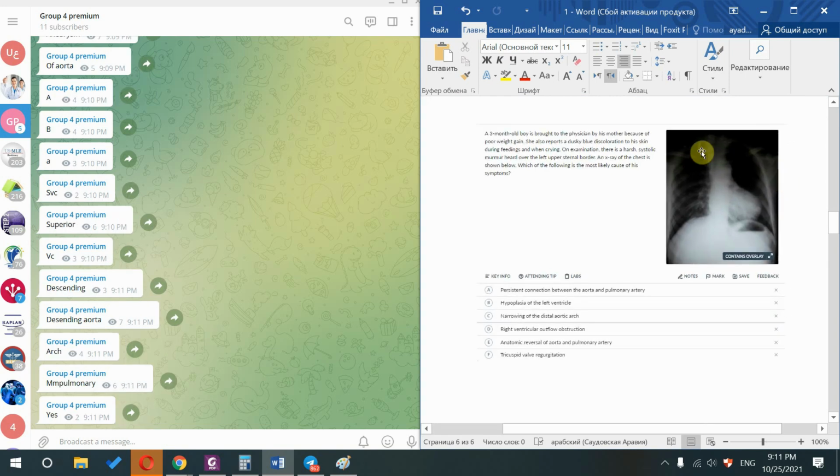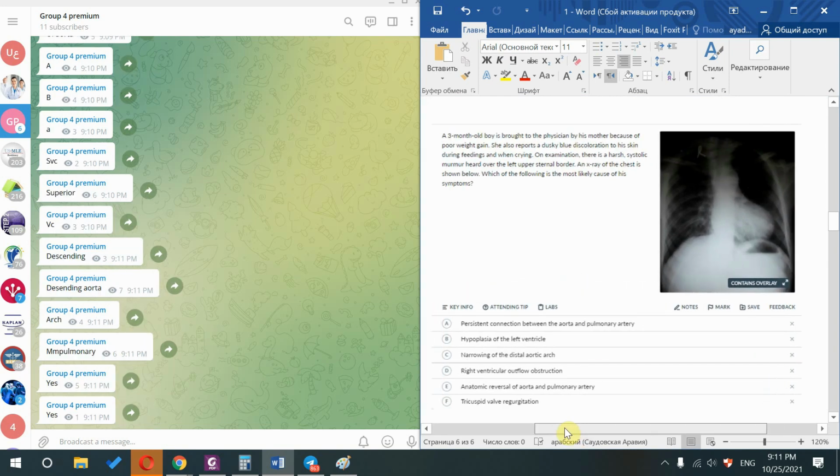Let's do one more question. A 3-month-old boy is brought to the physician by his mother because of poor weight gain. She also reports that he has a dusky blue discoloration of his skin during feeding and when crying. We call these tet spells. He becomes bluish only during exertion and stress. On examination, there is a harsh systolic murmur heard over the left upper sternal border. Systolic murmur, left upper sternal border.